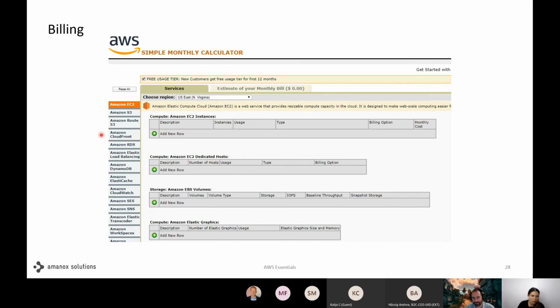And of course, as you can see here, per service, you can add exactly the features that you want to use, and then, based also on the region, it's going to sum up everything at the end and give you a number.